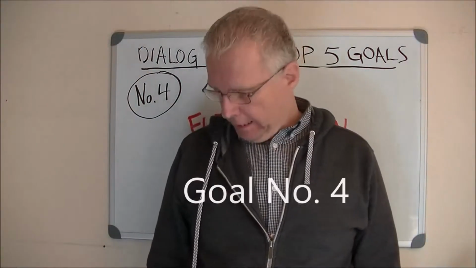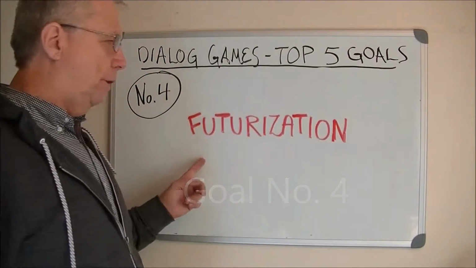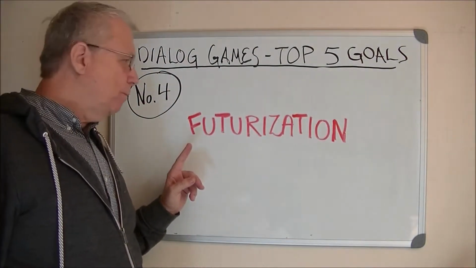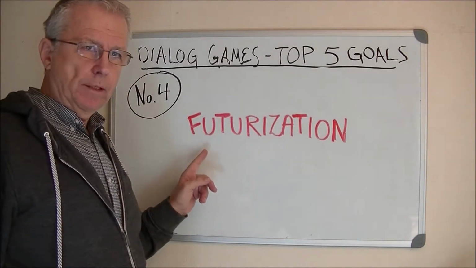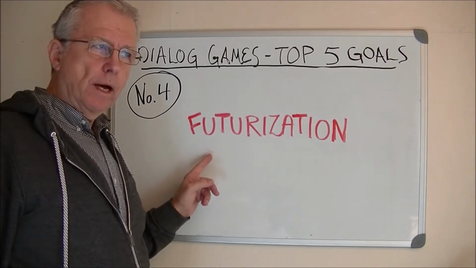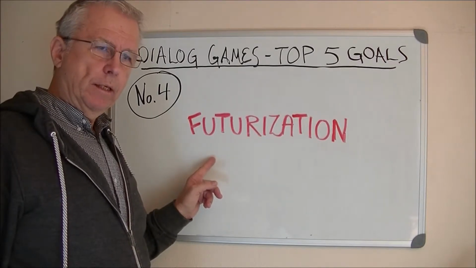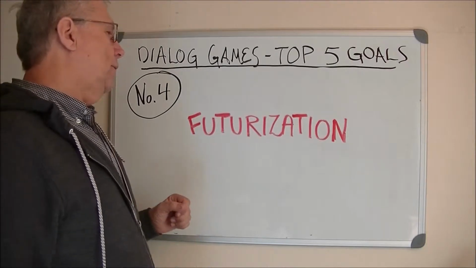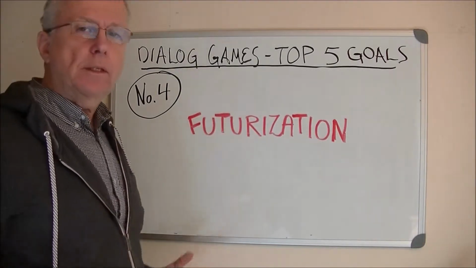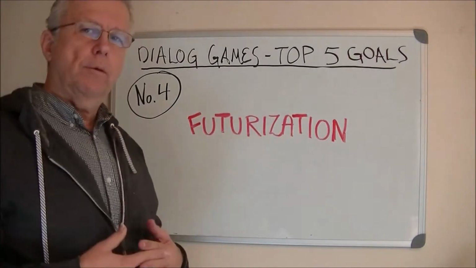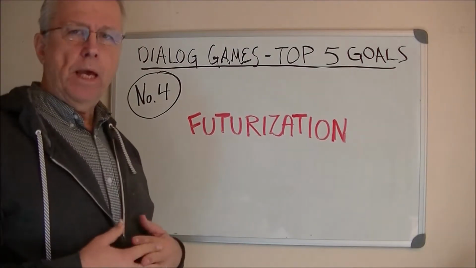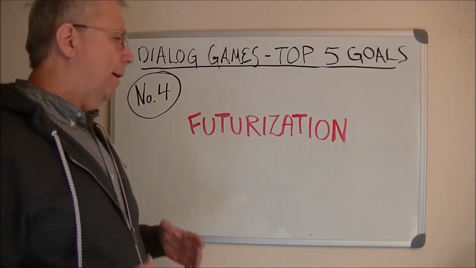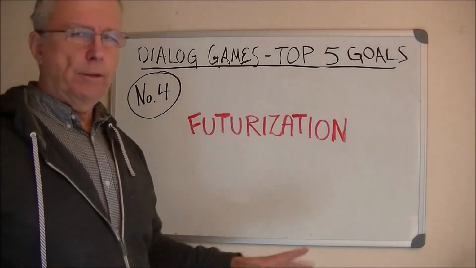Goal number 4 is futurization, the ability to plan a section before you execute it. That is, form a mental concept of what you're about to play while you're playing the last concept that you futurized. So this is a skill that comes easily to some people and not so easily to other people, but it can be built up. And the dialogue games will enhance your ability to do this by pushing you to plan out the section before you play it.